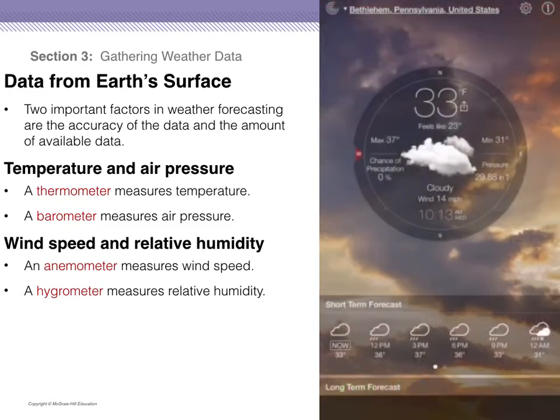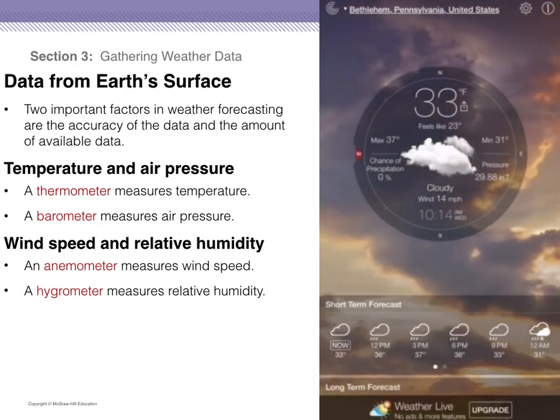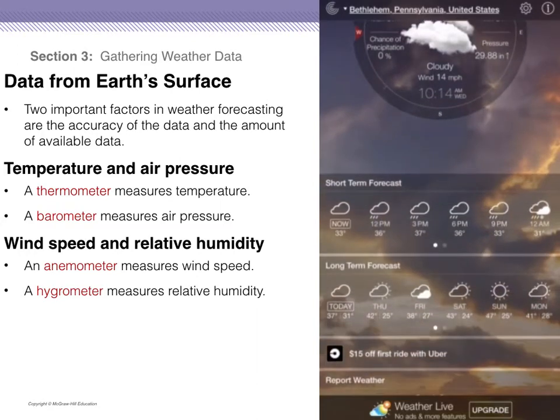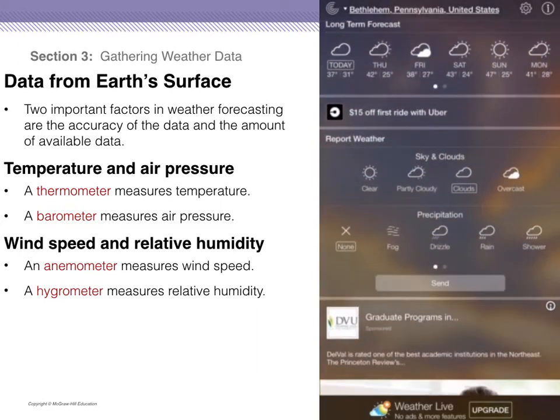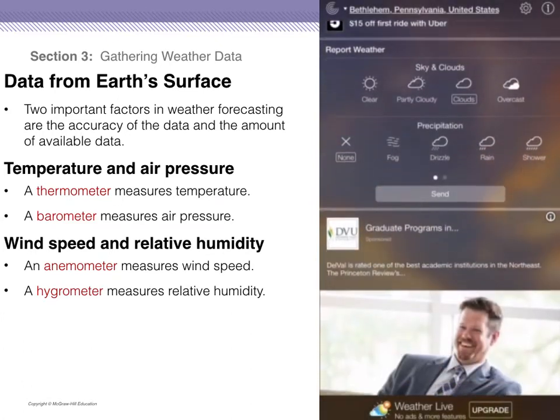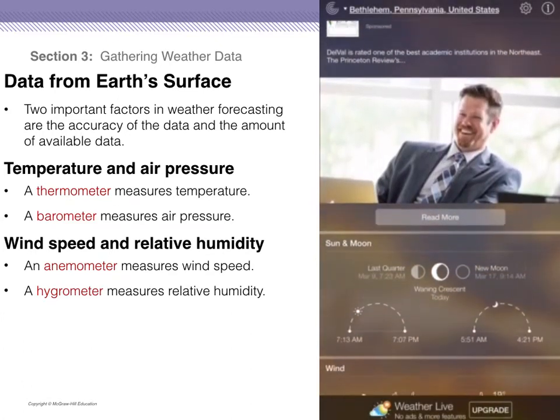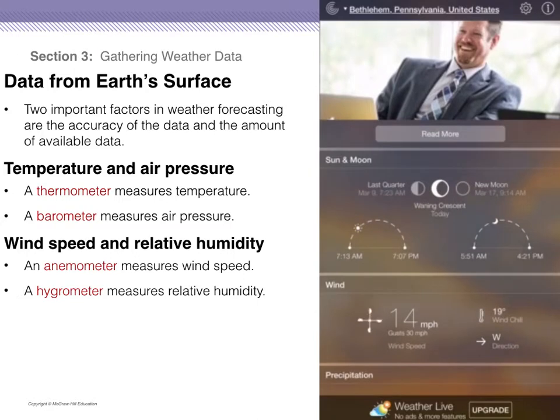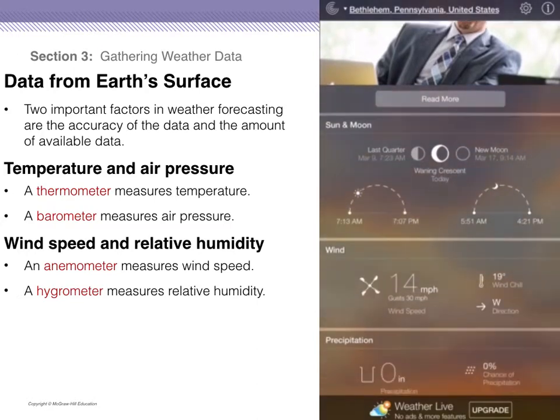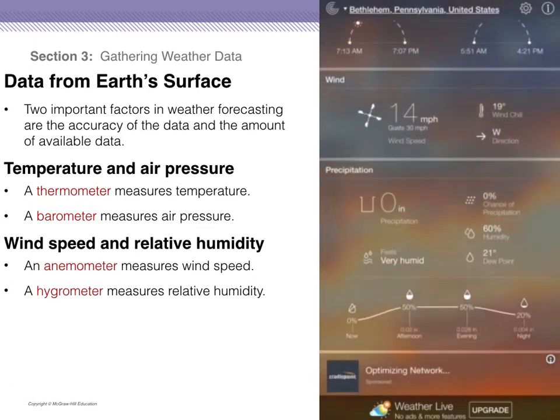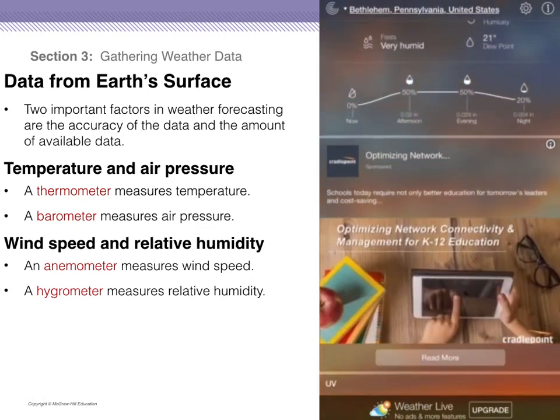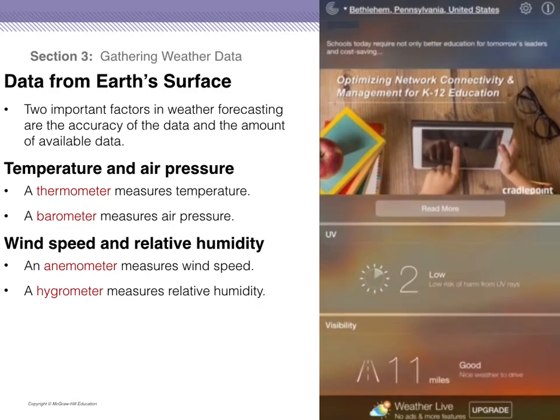Now, I found this nice little app that gives you all of this information. It gives you the date, it gives you the time, the temperature, gives you short-term and long-term forecast. It also then gives you a key so you can see what you're looking at. And then it gives the wind speed right there, 14 miles per hour, wind chill, wind direction. It gives you how much precipitation, when it's going to precipitate, and such. It is a very good model to use.